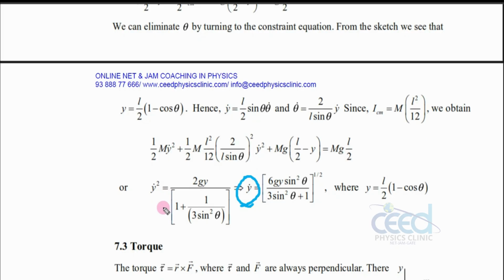This is all about this section, and in the next section we start with torque, all right.